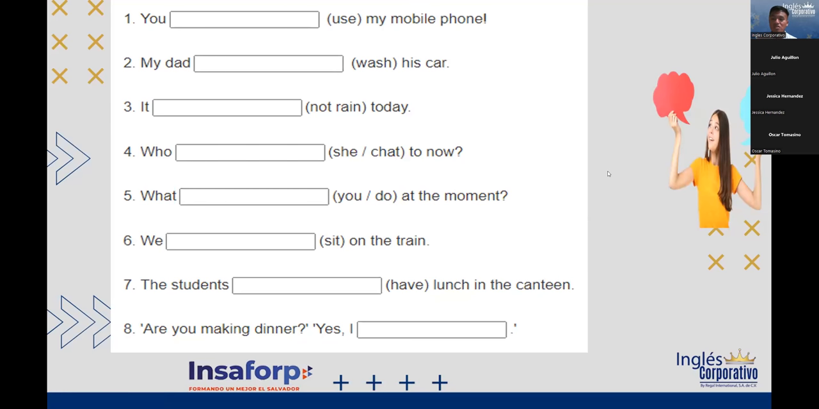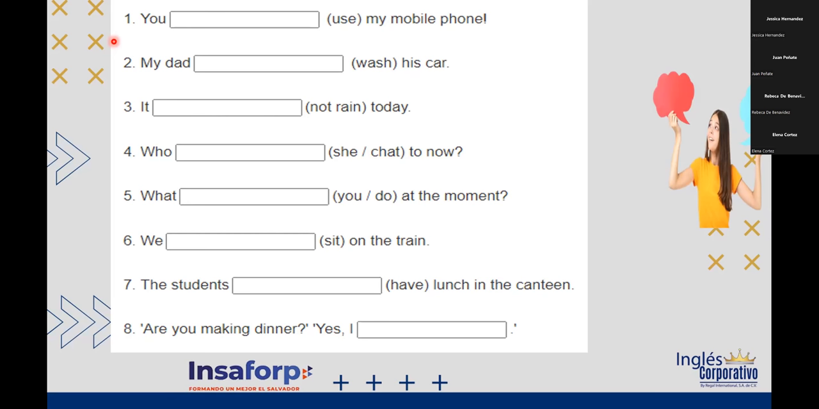So I'm going to ask you, for example, Felix, if I ask you to give me the answer for number one, what would you say? ¿Qué dirías for answering number one? According to what you understood, de acuerdo a lo que ya entendiste, es el present continuous. Oh, you're talking, but I cannot listen to you, Felix. You have your microphone off. You are using my mobile phone. Say it again. Using, okay. You are using my mobile phone. Thank you very much, Felix.